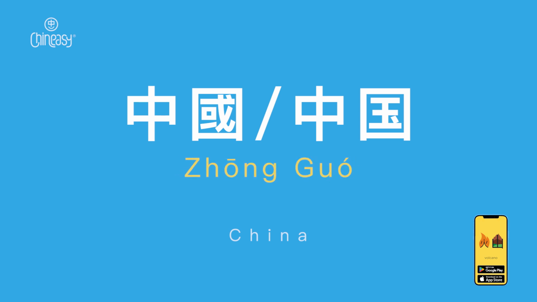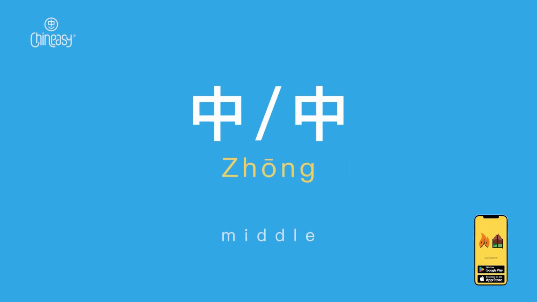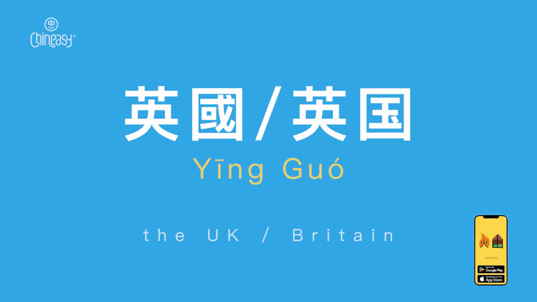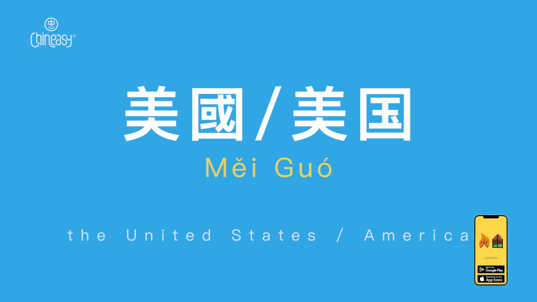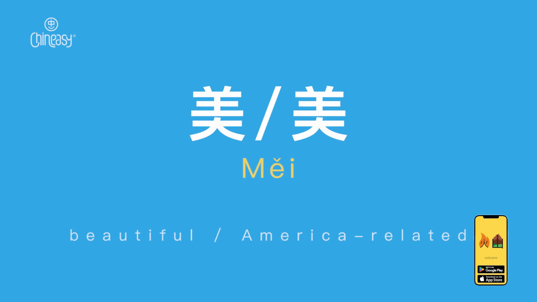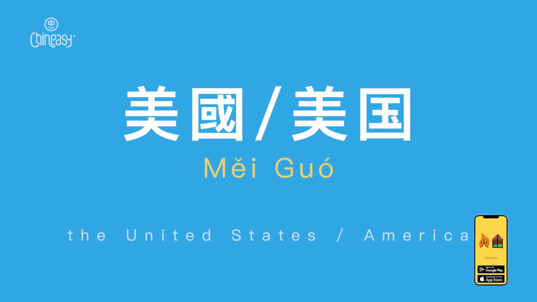So is there always a guo at the end for each country? That's right. Like 英国 is the UK, the Great Britain. 国 is the country or the kingdom. And then when we say America, we say 美国. And is it an uptone, the guo? 国 is the second tone, but 美 as America is a third tone. 美国.